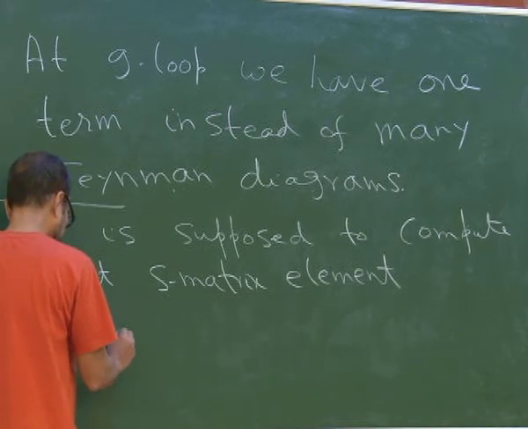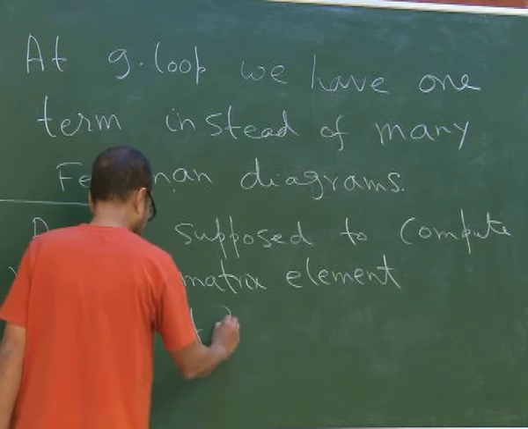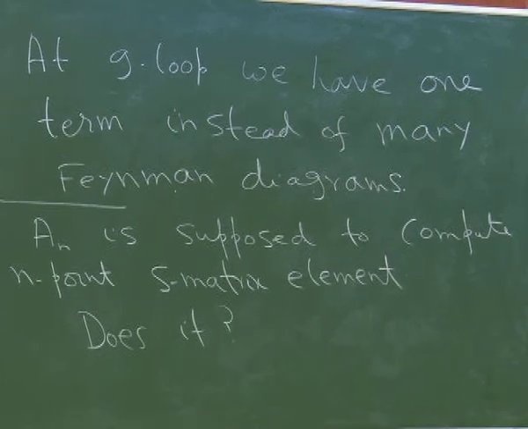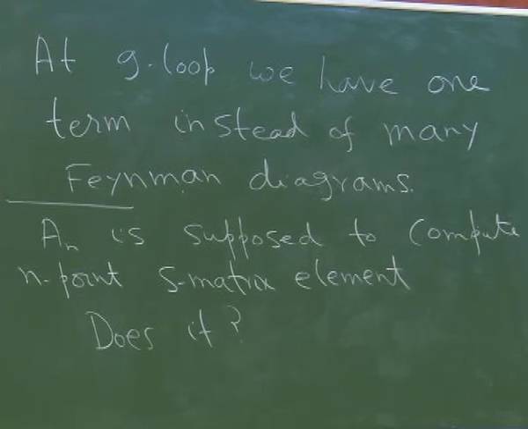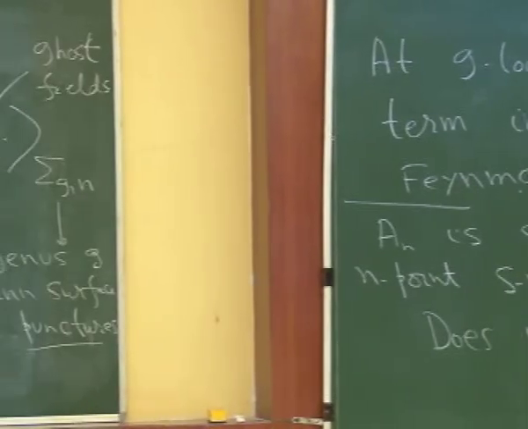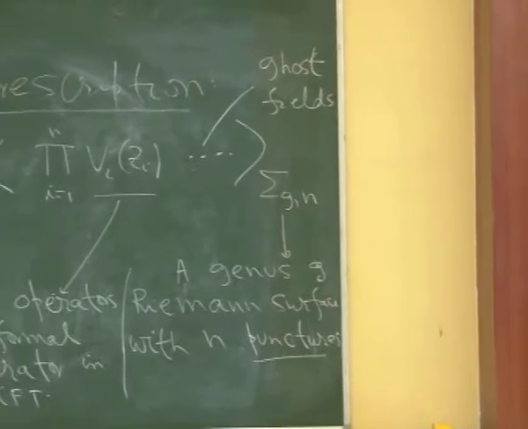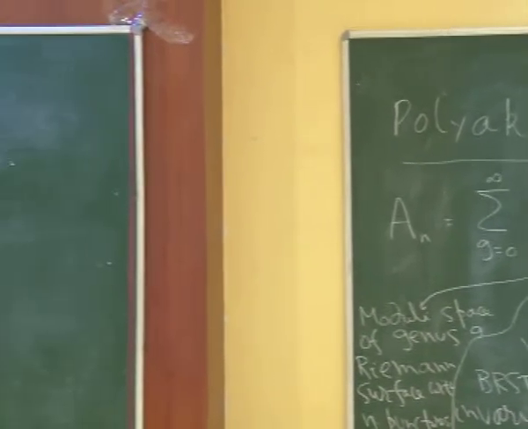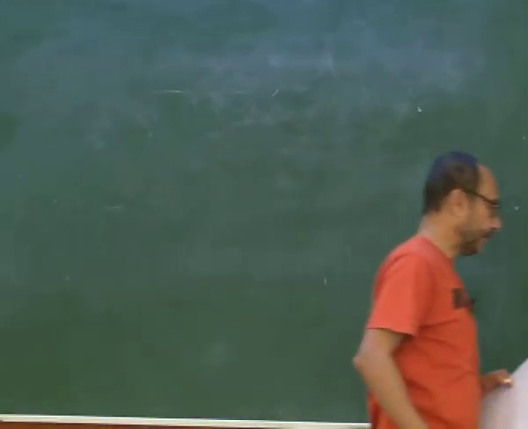So, first let us ask, does it really do what it is supposed to do? Does it really compute the n-point S matrix element, as we are normally told A_N is supposed to do? To see whether it really computes the S matrix element, let us go back to quantum field theory for a moment. Forget about string theory and just remind ourselves of an expression for the S matrix element in quantum field theory.